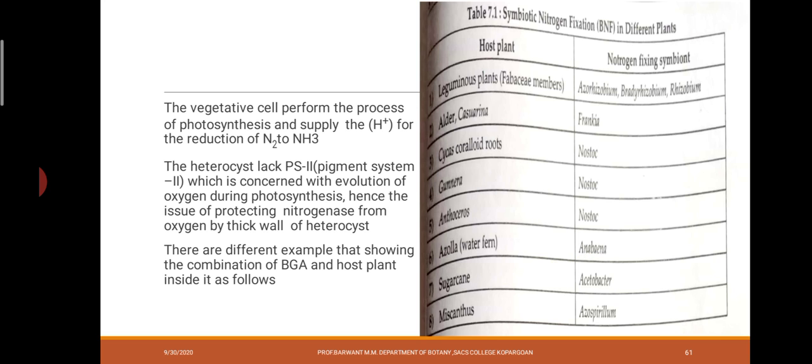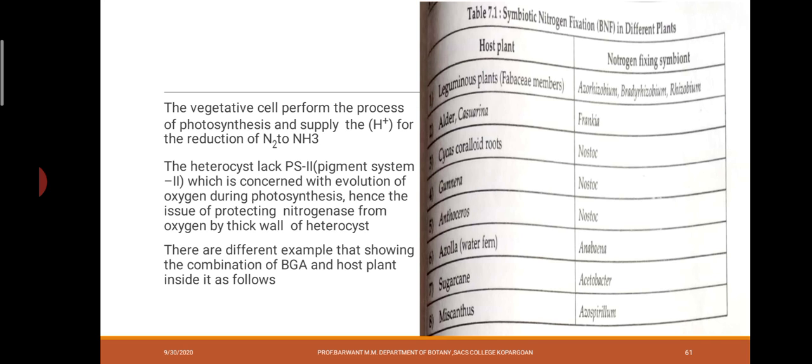The vegetative cell performs the process of photosynthesis and supplies the H+ ion for the reduction of N2 to NH3. The heterocyst lacks photosystem II, which is concerned with the evolution of oxygen during photosynthesis. Hence, the issue of protecting nitrogenase from oxygen is handled by the thick wall of the heterocyst.